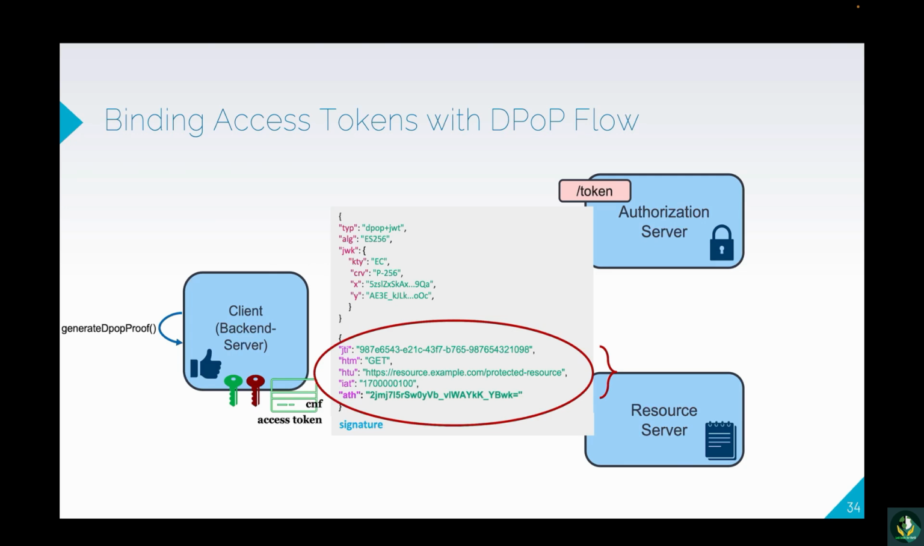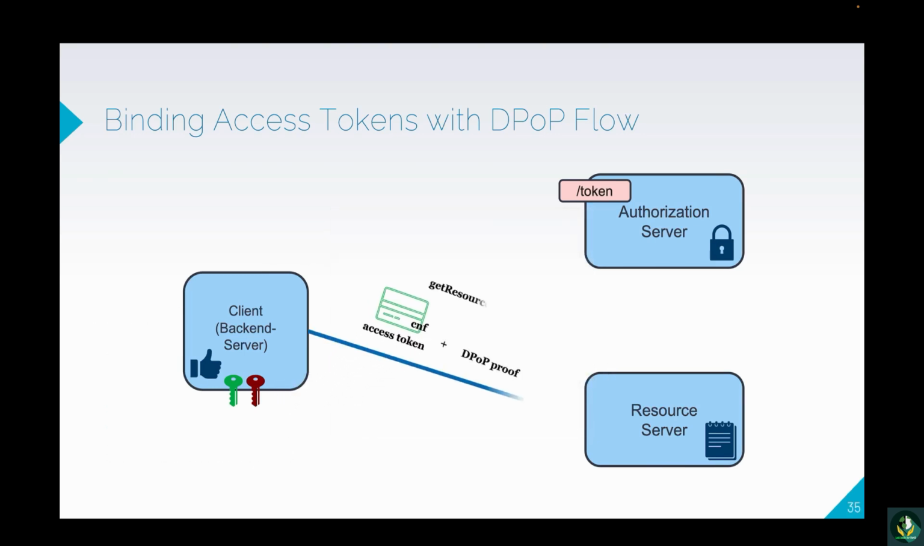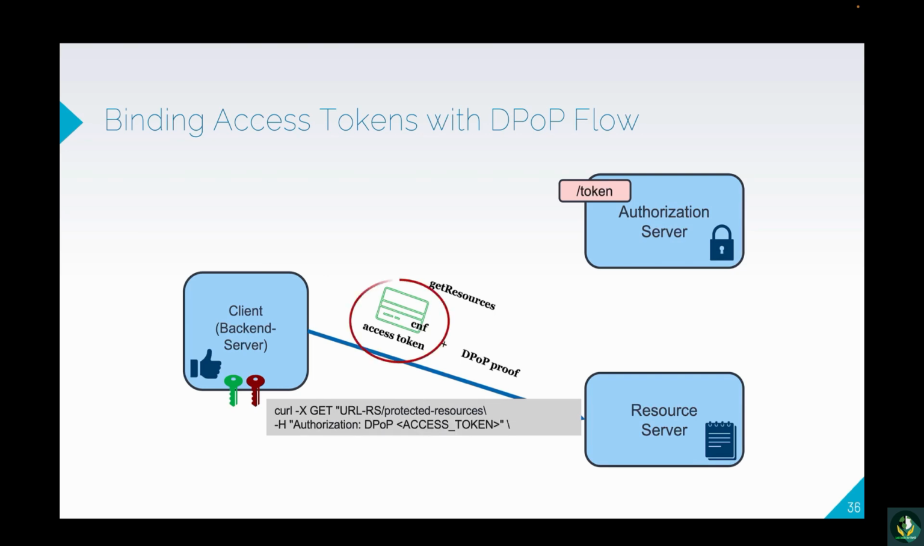The HTTP method is a GET, the URL is that of the resource server's protected endpoint, and there is the new issued at time. Additionally, the payload includes the ATH claim, which binds the DPoP proof to the OAuth 2 access token. The ATH is the hash of the access token and ensures the DPoP proof is uniquely tied to this specific token. This prevents token substitution attacks and cross-token misuse. The client then sends a GET request to the resource server, targeting the protected endpoint. In the request header, it includes the OAuth 2 access token, prefixed with DPoP, and the new DPoP proof JWT.